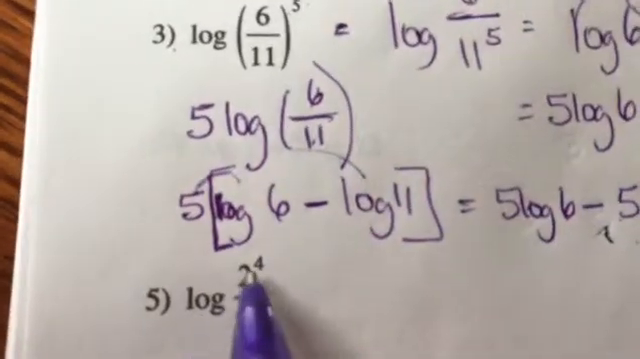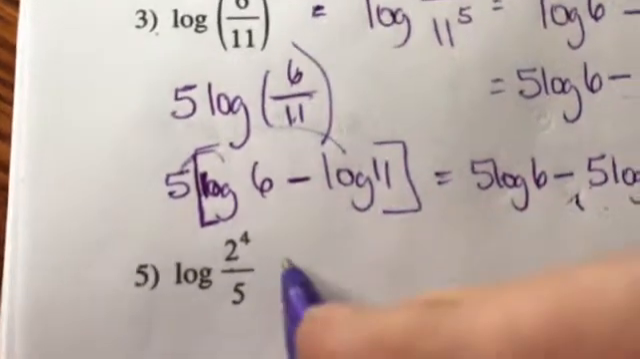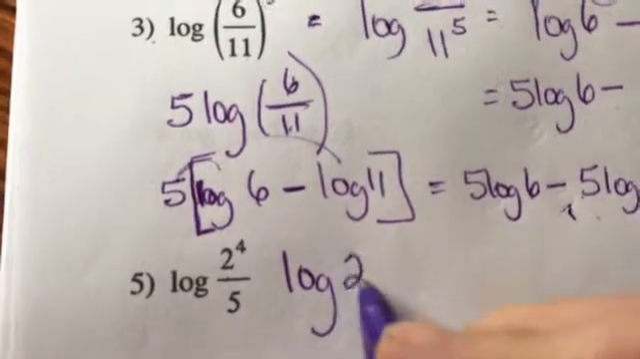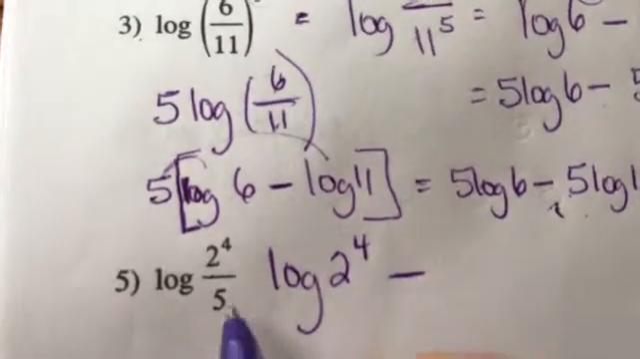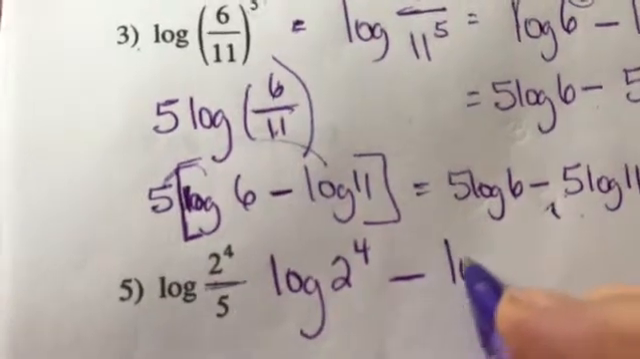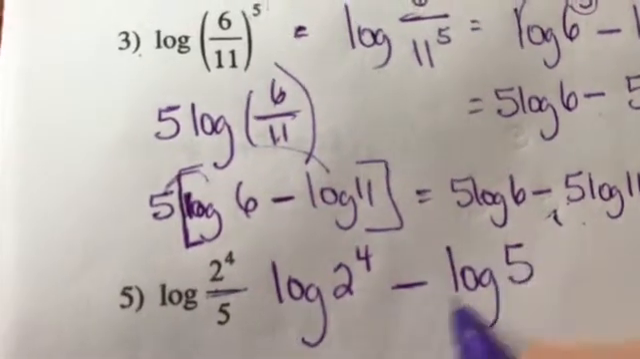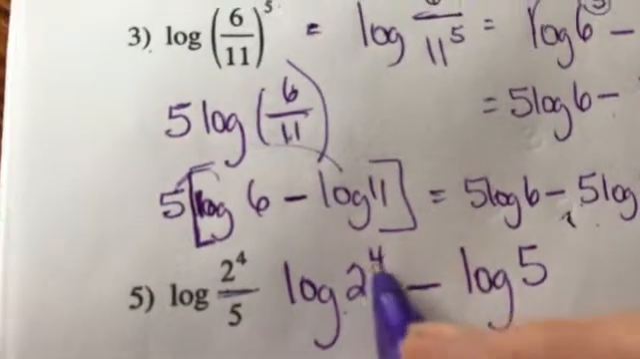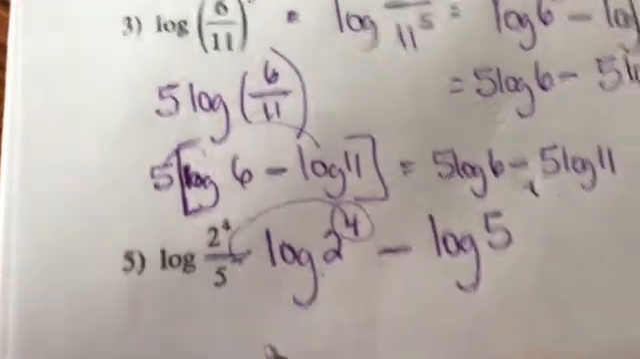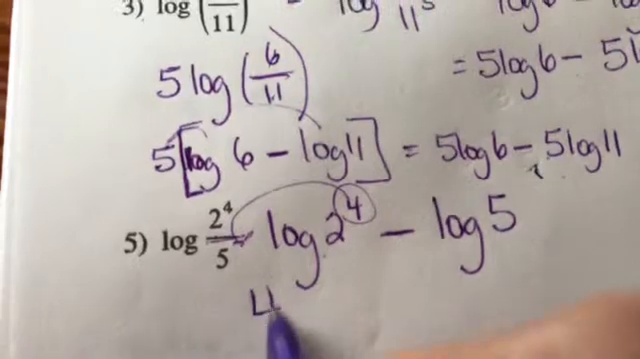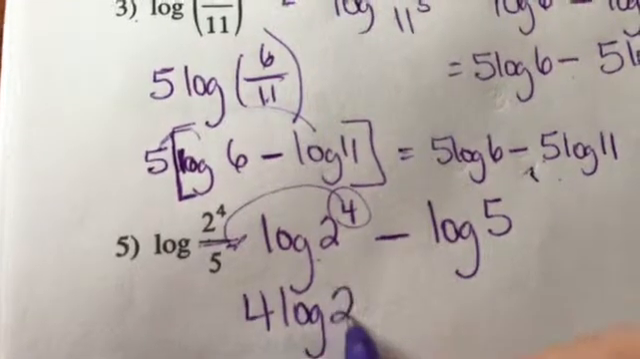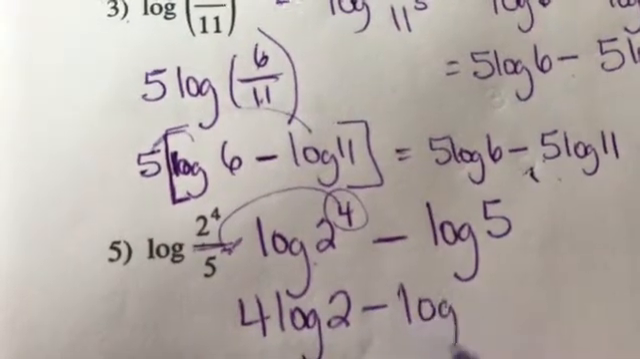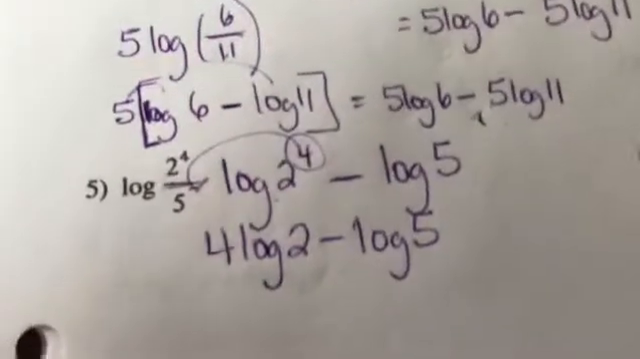Okay, so let's try this one. This exponent only applies to this. So it'd be log of 2 to the 4th minus, because it's dividing, log of 5. And again, these are base 10, so you don't see anything, so you don't need to write that. This exponent can come out front, so my final answer is 4 log of 2 minus the log of 5. So these shouldn't be too bad.